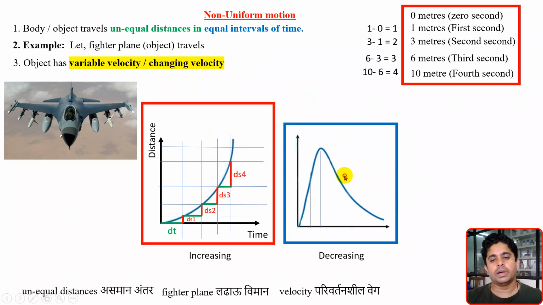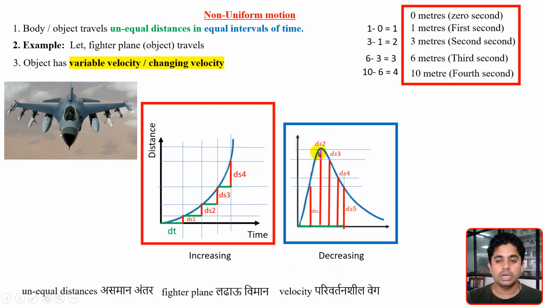As you can see in this graph, again for our understanding, we have divided the time interval. For the first time interval, this is the displacement. Then for the second time interval, this is the displacement. For the third time interval, this is the displacement. For the fourth time interval, this is the displacement. And correspondingly for the fifth time interval, this is the displacement. So ds1, ds2, ds3, ds4 and ds5 are the displacements corresponding to time intervals 1, 2, 3, 4, 5.